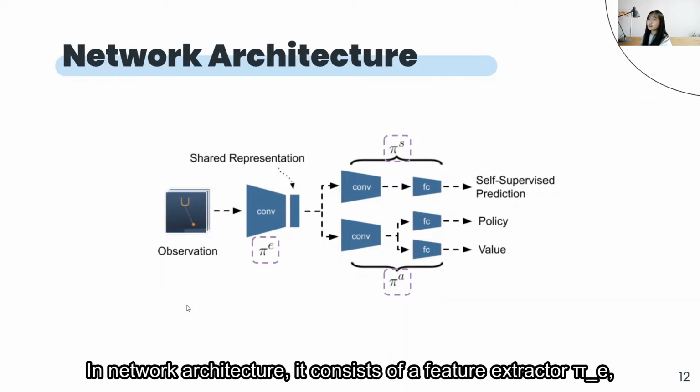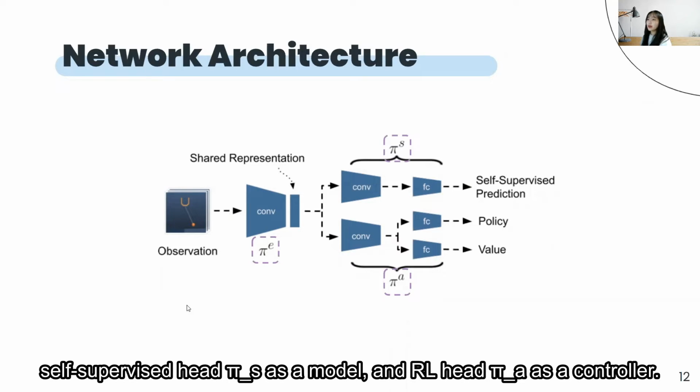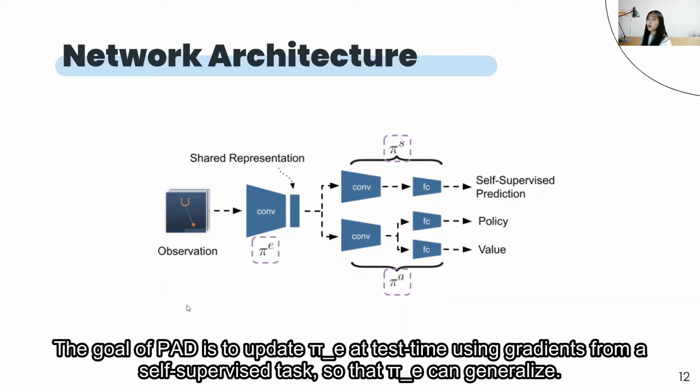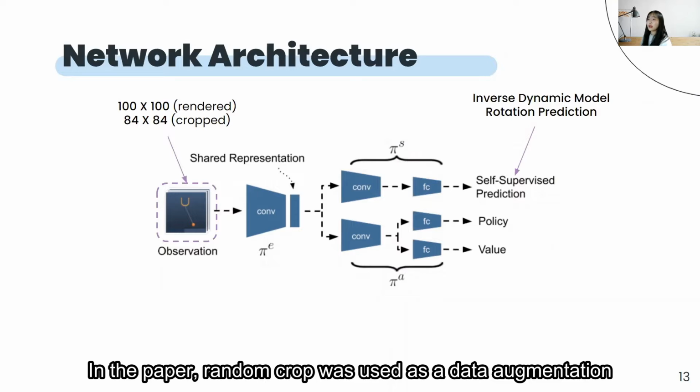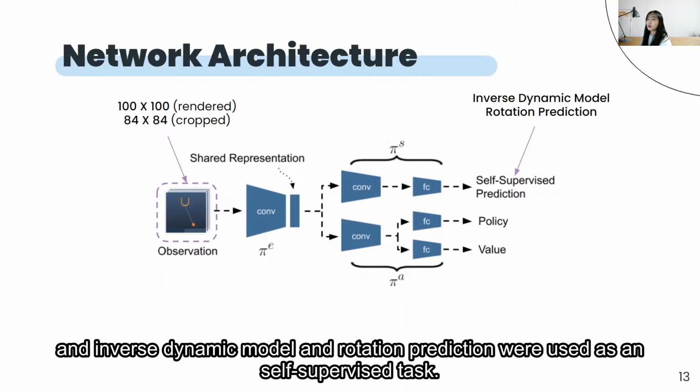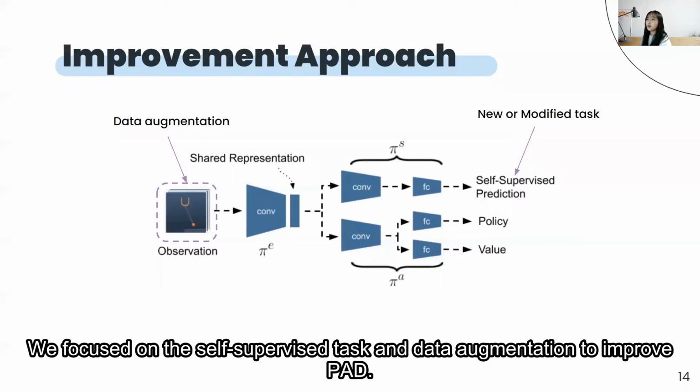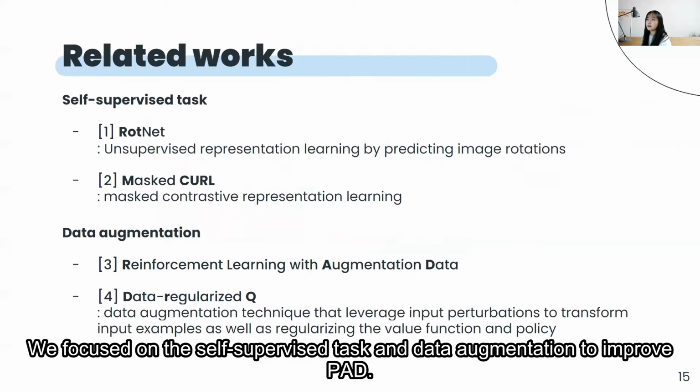In the network architecture, it consists of a feature extractor phi-E, a self-supervised head phi-S as a model, and an RL head phi-A as a controller. The goal of PAD is to update phi-E at test time using gradients from a self-supervised task, so that phi-E can generalize. In the paper, random crop was used as data augmentation, and the inverse dynamics model and rotation prediction were used as self-supervised tasks. We focused on the self-supervised task and data augmentation to improve PAD.